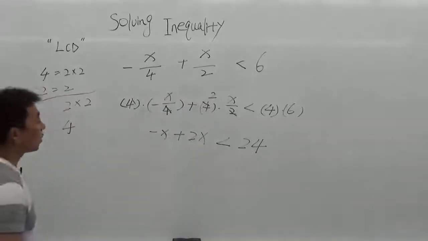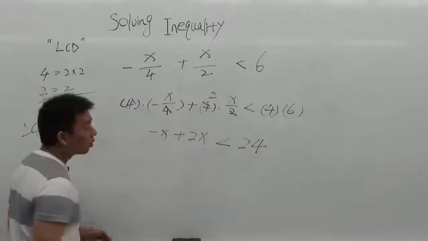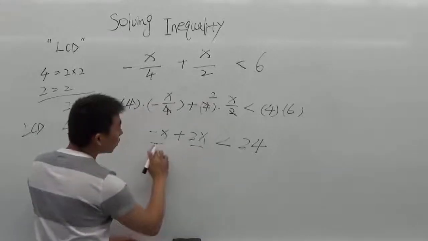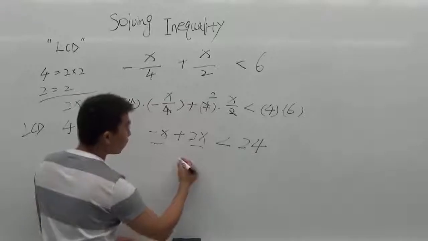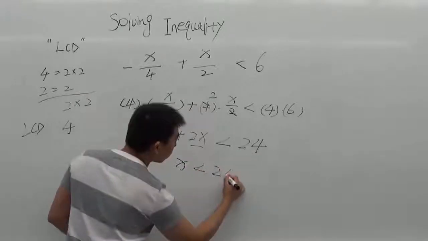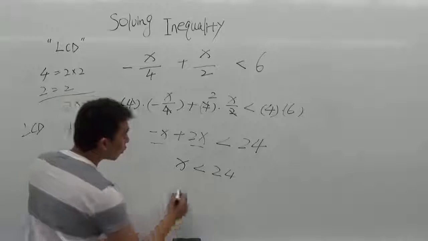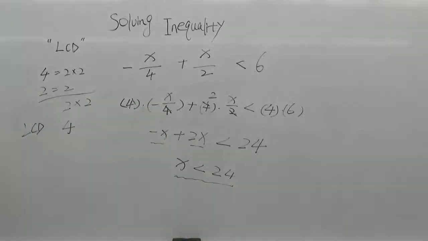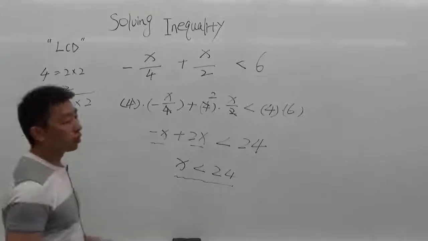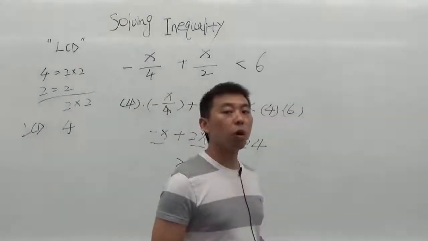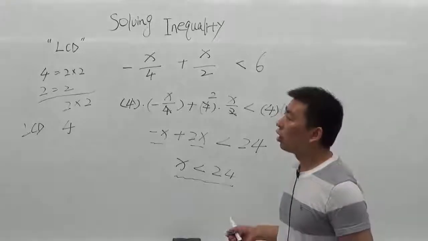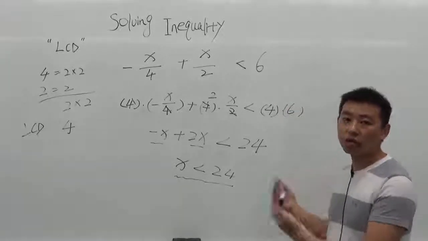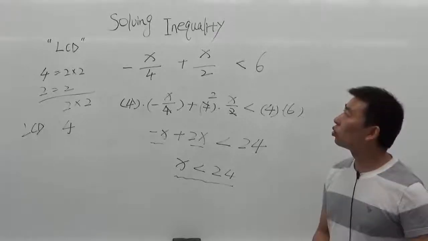As you can see, here's a negative x and here's 2x. They are both x terms, so we can combine them. Negative x plus 2x gives us x less than 24. So eventually, that's the answer here. That's how you solve an inequality with a fraction. The key is to find the LCD. After you find the LCD, just multiply both sides of the inequality by it. Then simplify the inequality, same as before. Leave the x term on one side, the number on the other side, and you can solve for x. That's how you solve the inequality.